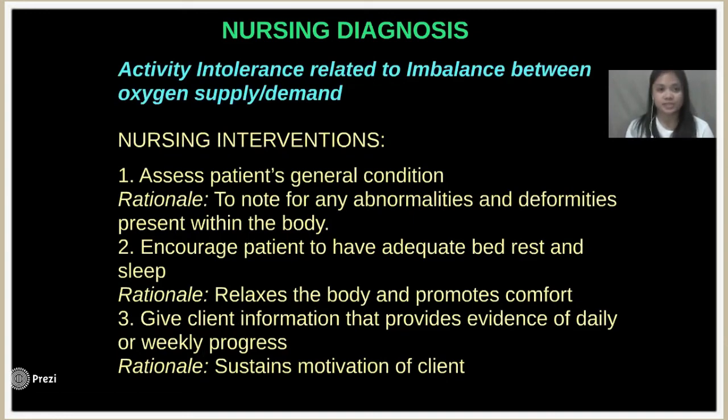Third nursing diagnosis, activity intolerance related to imbalance between oxygen supply and demand. Nursing interventions are assess patient's general condition. This is to note any abnormalities and deformities present within the body. The second nursing intervention is to encourage patient to have adequate bed rest and sleep. This is to relax the body and promote comfort to the client. And the third nursing intervention, give client information that provides evidence of daily or weekly progress. This is to sustain motivation for the client.